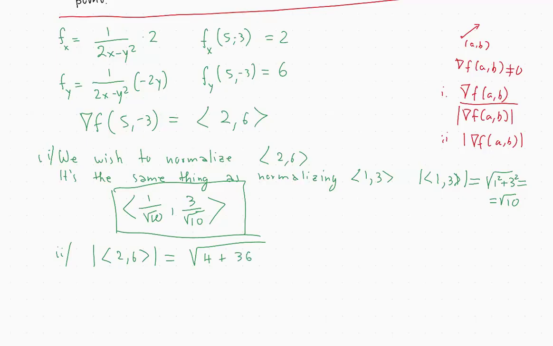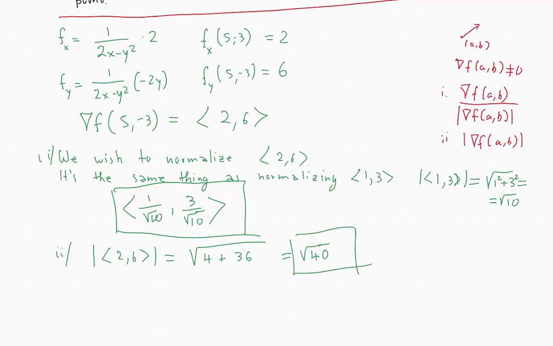The rate of change in the direction of fastest increase is the square root of 40, and the direction of fastest increase is given by the vector (1/√10, 3/√10).